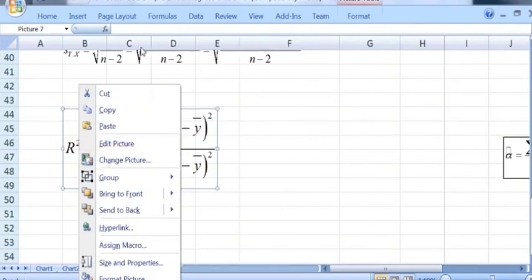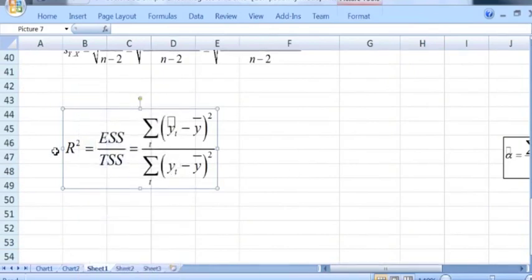So here is the formula for the coefficient of determination. It is R square, which is the explained sum of squares divided by the total sum of squares, and the explained sum of squares is the summation of (y hat minus y bar) whole square, divided by the summation of (y minus y bar) whole square. So in order to calculate this R square, we need to first calculate (yt minus y bar) whole square, and then (y hat minus y bar) whole square, and then we need to calculate the sum of these two squares as well, and in the end we have to divide the two numbers, ESS divided by TSS, to get R square.